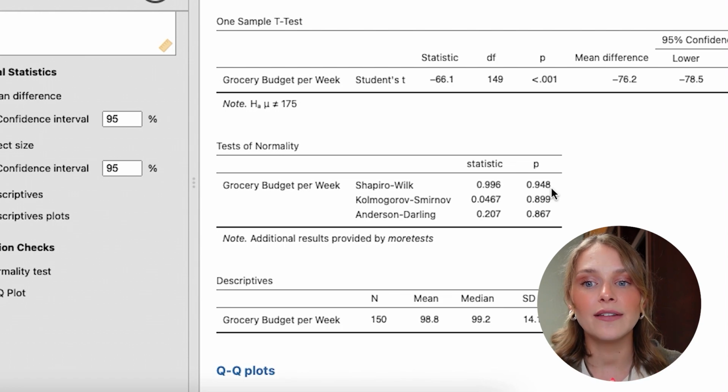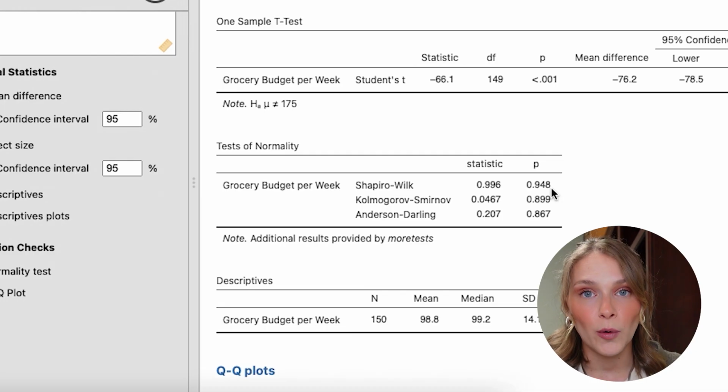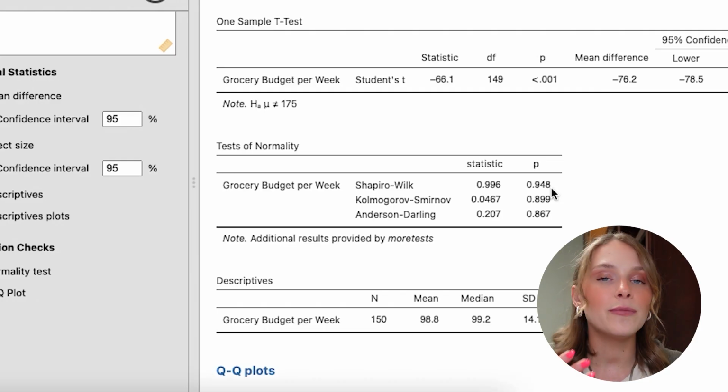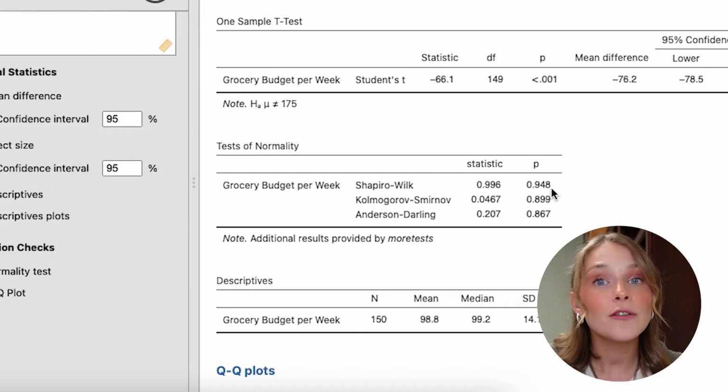Now on my screen, you're going to see a couple other tests here as well. And that's because one of the great things about Jamovi is that there are many different modules that you can download to allow the software to do even more things for you. I downloaded a package called More Tests that gives me more tests that I can take a look at in Jamovi. That's not required for this particular analysis, but if you'd like to download more modules, I definitely encourage you to do that. But either way, whether you've downloaded the more tests or not, you should see the results of the Shapiro-Wilk test there.